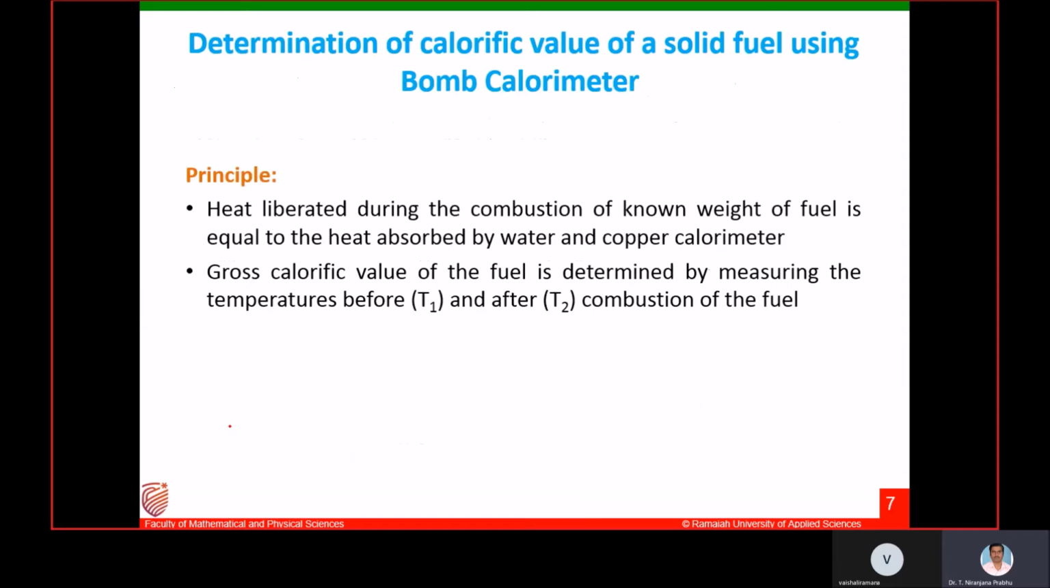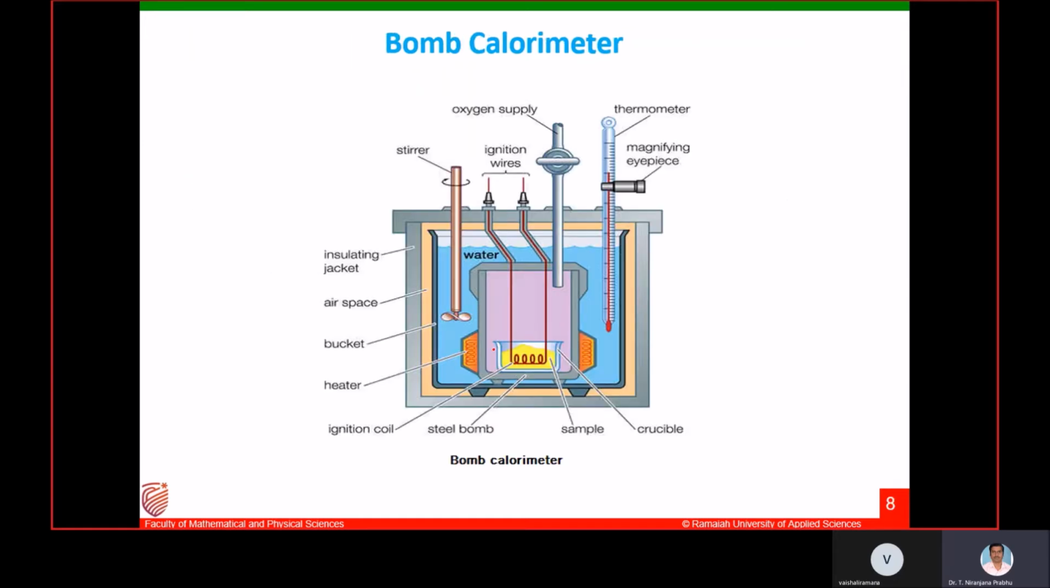GCV is calculated experimentally by using a bomb calorimeter. The principle involved is very simple: we take a known mass of fuel and place it in a crucible. Then this is placed into a steel bomb, an airtight one. When it is closed, nothing can come in, nothing can go out. So they place a known amount of fuel, either liquid or solid, weigh it and then place it into the crucible. This crucible can be of ceramic or platinum or other material.